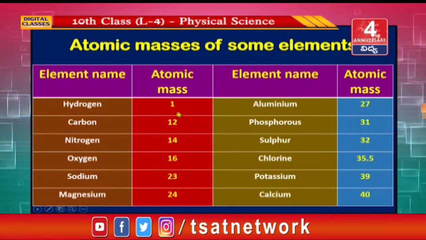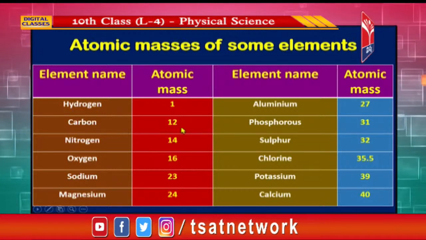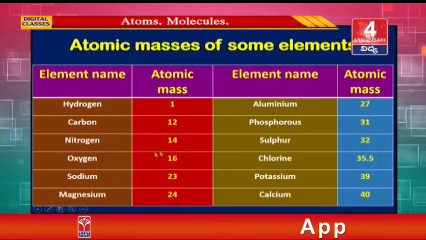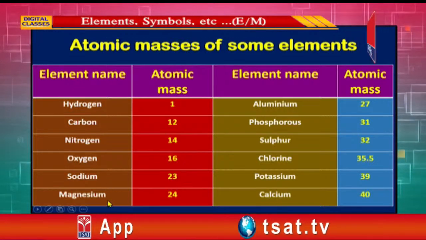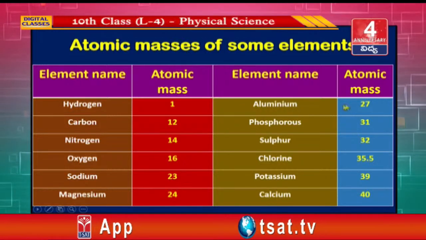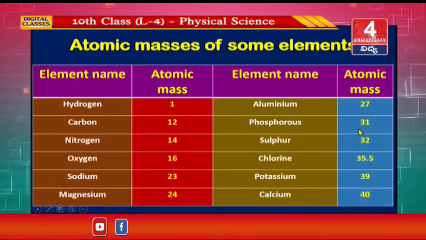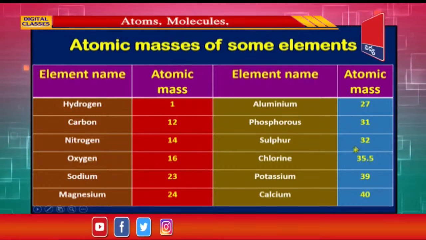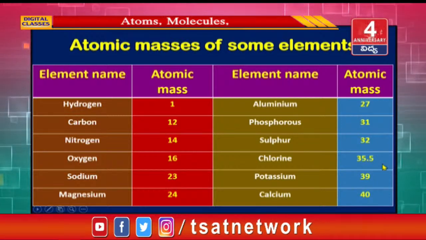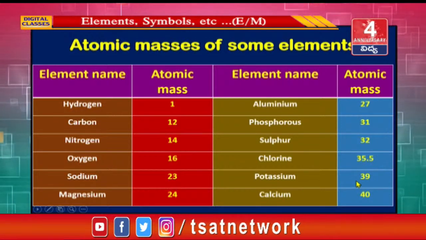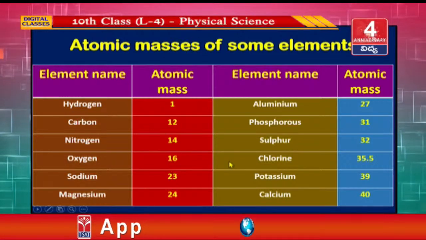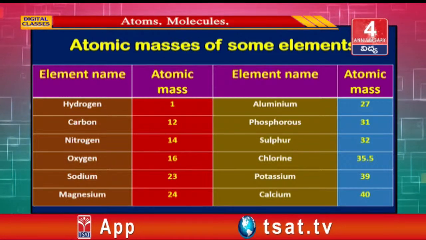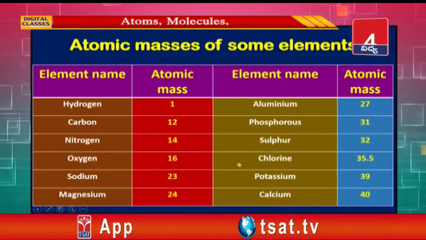For hydrogen the atomic mass is 1, carbon it is 12, nitrogen is 14, oxygen 16, sodium 23, magnesium 24, aluminium 27, phosphorus 31, sulfur 32, chlorine is 35.5, potassium is 39 and calcium is 40. Children, we have to remember these atomic masses so that they help us in solving problems.